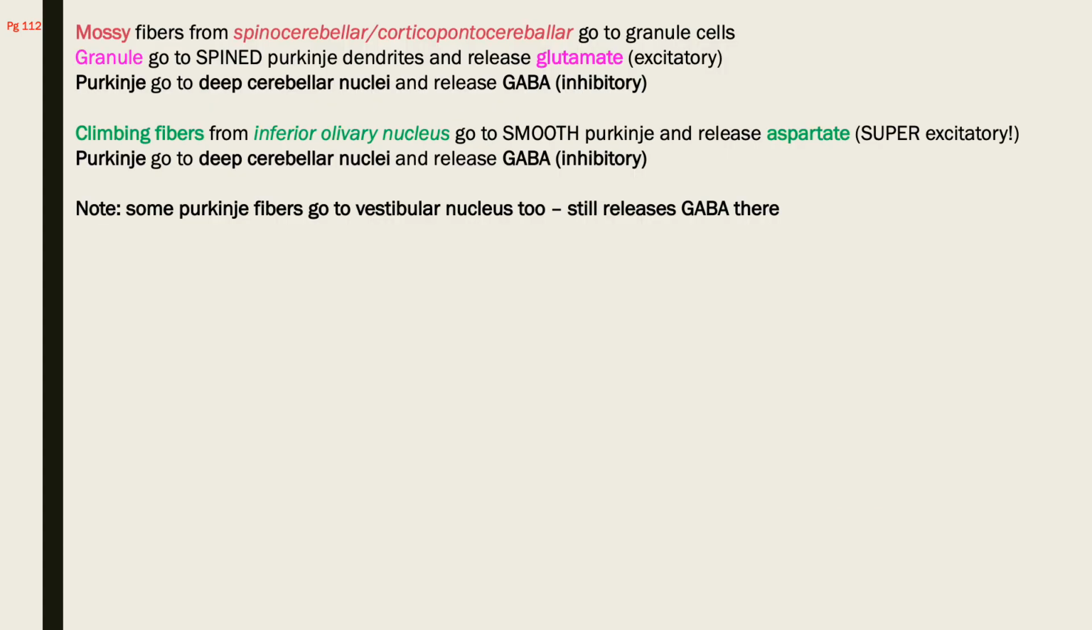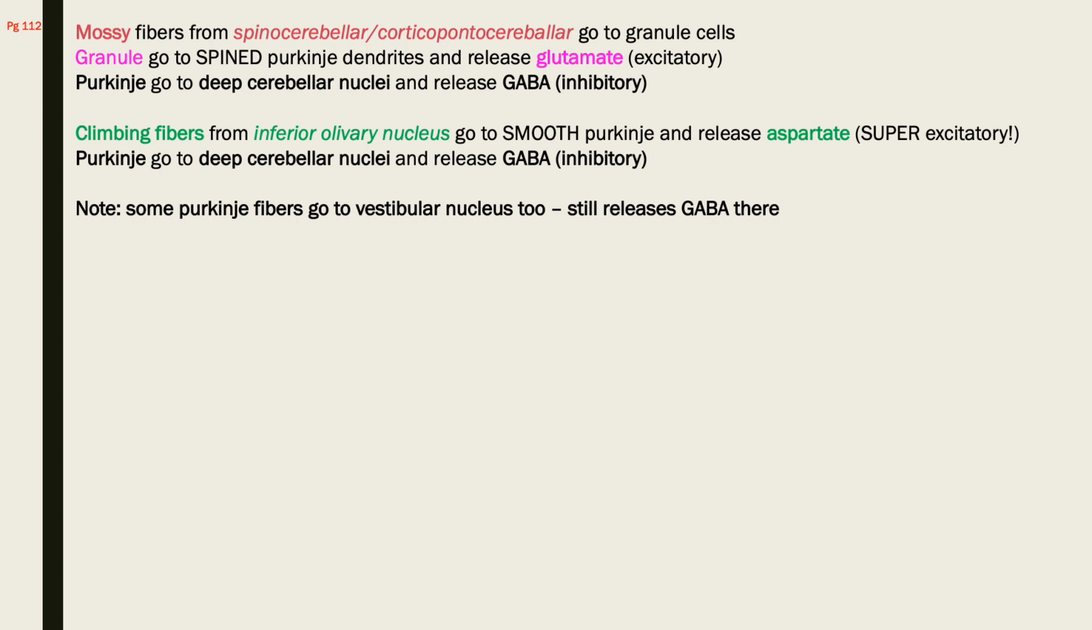So I ended up typing out what happens from start to finish with the mossy and climbing fibers. I color coordinated it to the previous slide with the diagram. So go through that. One thing I didn't mention, we talked about how the climbing fibers are coming from the inferior olivary nucleus.